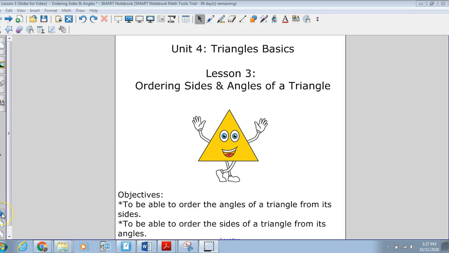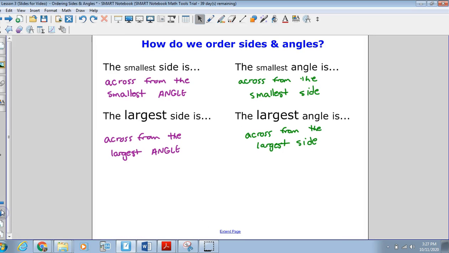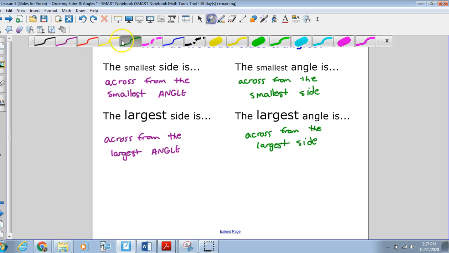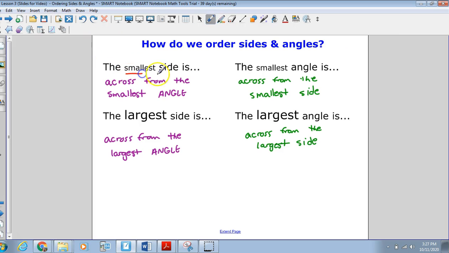Even if we don't have information about those specific items, but we know about the other, meaning sides or angles, then we can determine other information. So how do we order the sides and the angles? Well, the smallest side is across from the smallest angle, and the largest side is across from the largest angle.